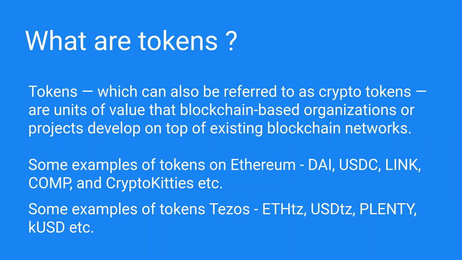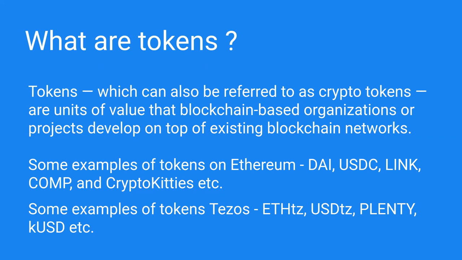So you must understand that there's a difference between a native cryptocurrency, for example, on Ethereum we have ETH. That is a native blockchain cryptocurrency. And then we have various other tokens that are built on top of the blockchain. The difference between these two is that the native cryptocurrency is generated by the blockchain itself. It's generated after every block is created. So the blockchain network itself is creating these tokens.